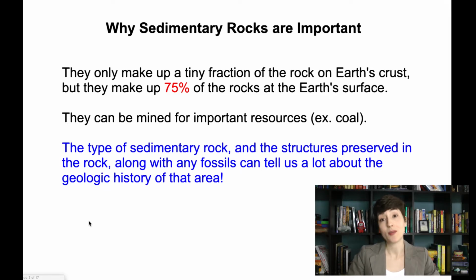The other thing we're going to talk about today is that they contain a lot of the puzzle pieces that we can use to piece together Earth's geologic history. So we can look at the structures and the type of sedimentary rock in different regions, and we can figure out what sort of environment could have existed there in the past. We can also look at imprints of fossils or fossils themselves that are preserved in sedimentary rocks, and we can figure out what life used to look like on Earth a million or so years ago.